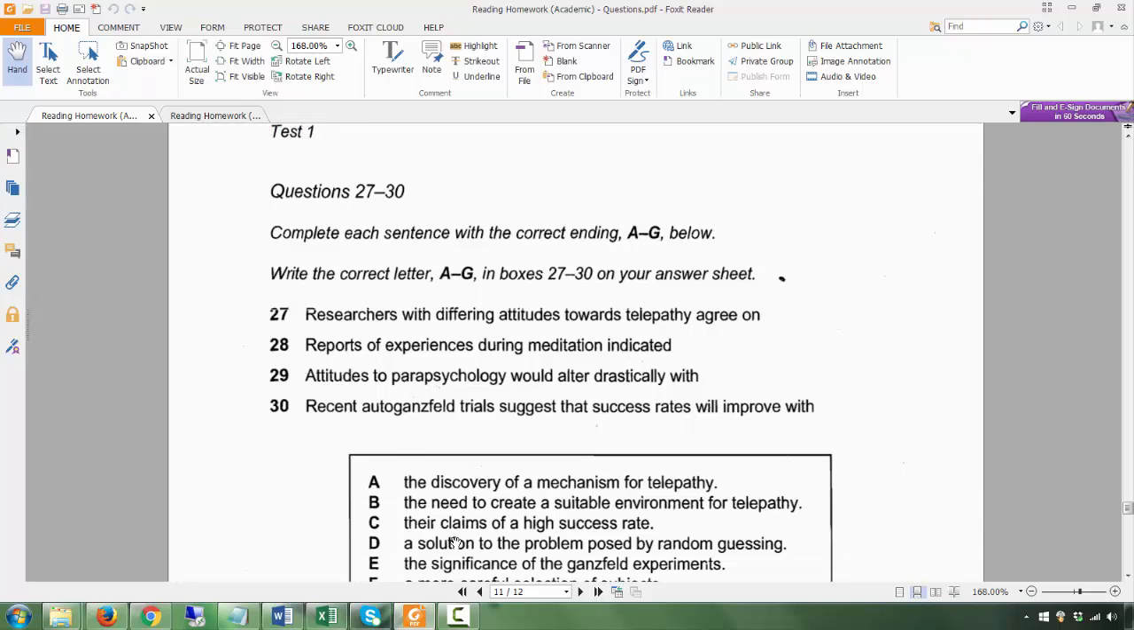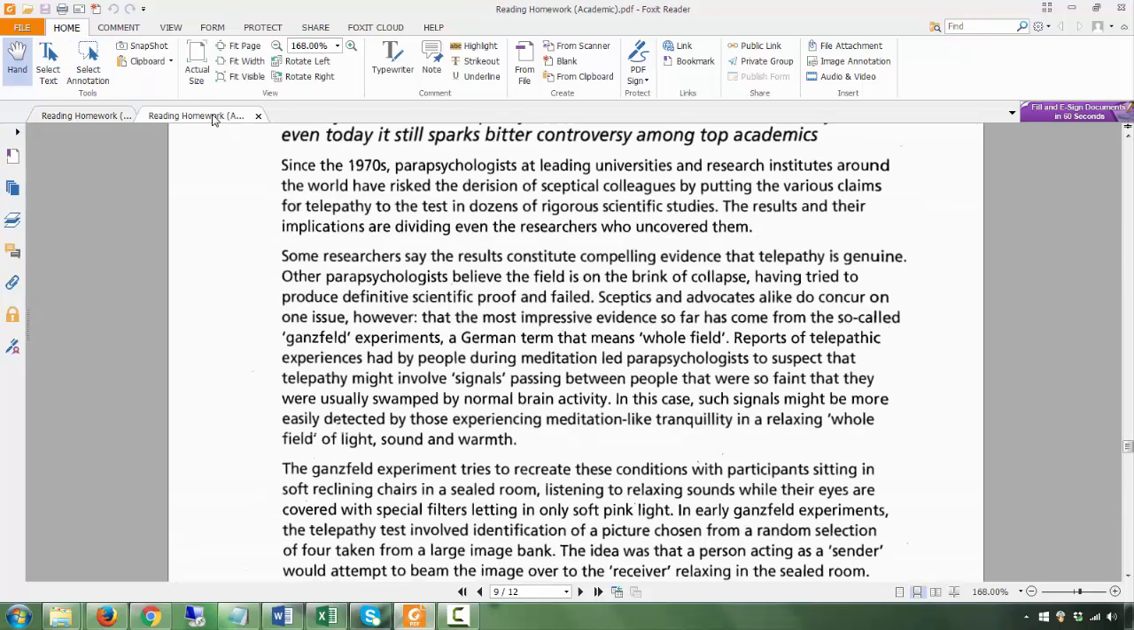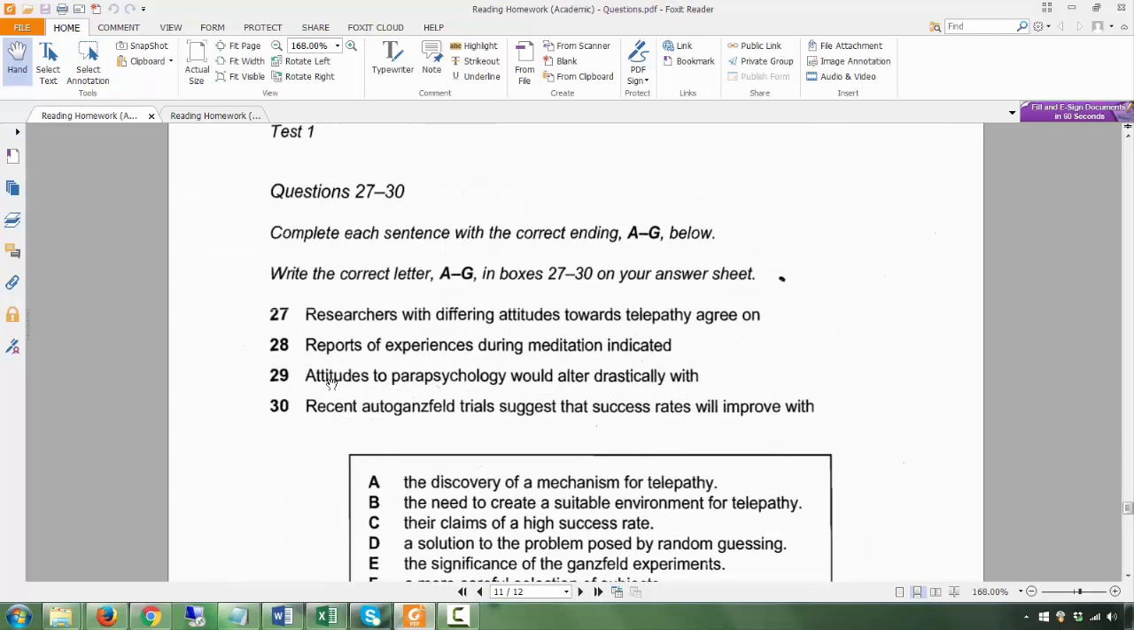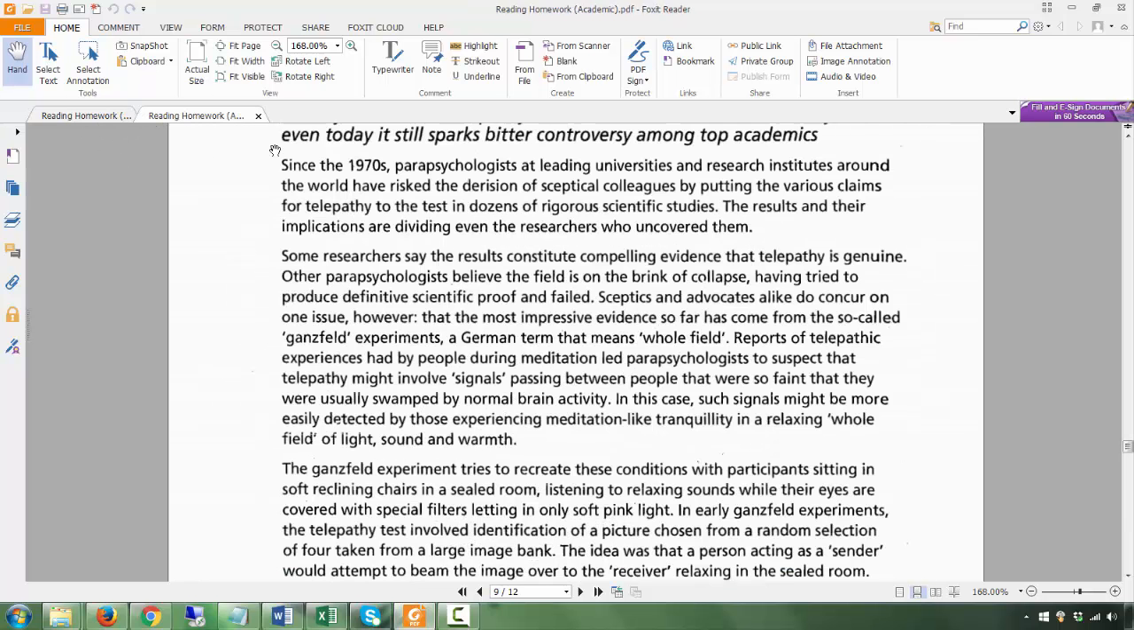28, the answer is going to be B. Reports of experiences during meditation indicated the need to create a suitable environment for telepathy. All right. And 28, the answer is basically at the bottom of this paragraph. Experiences during meditation. You talk here about meditation. It mentions meditation here. Okay.